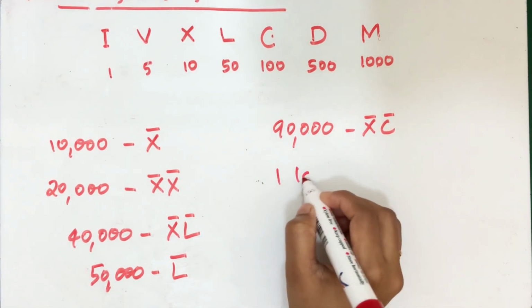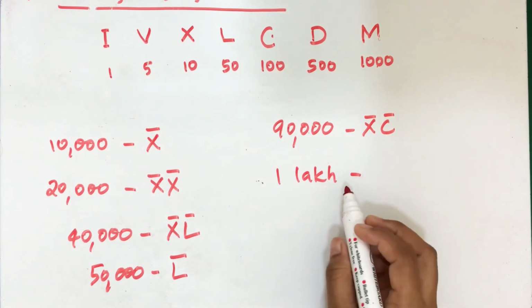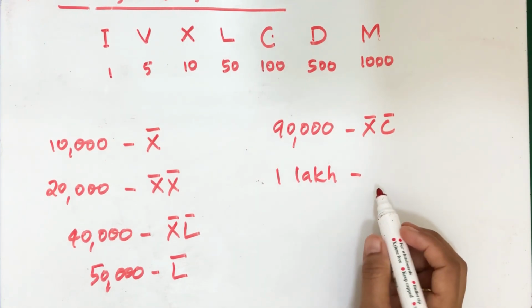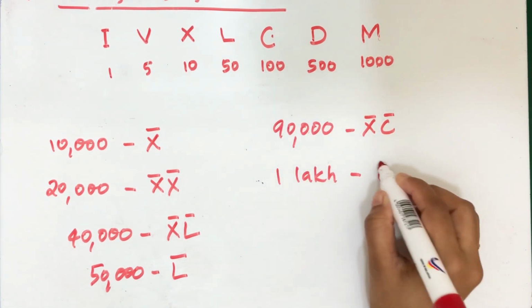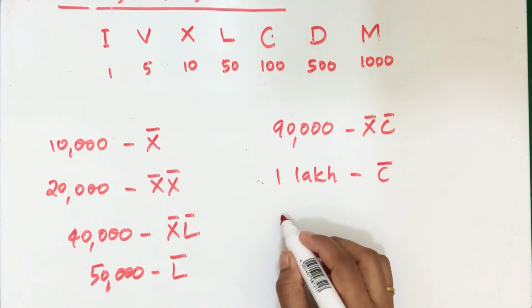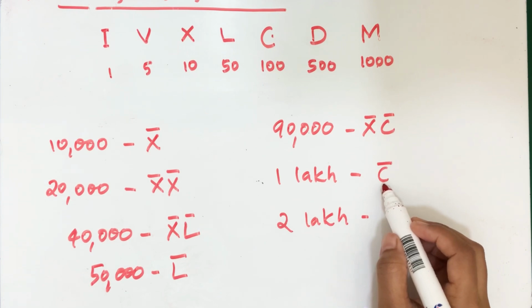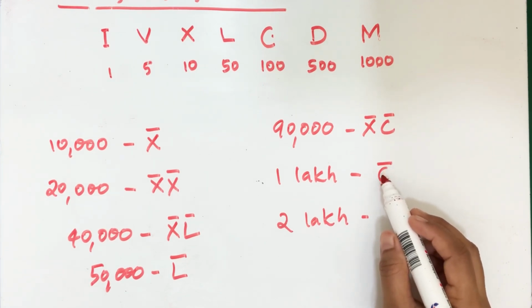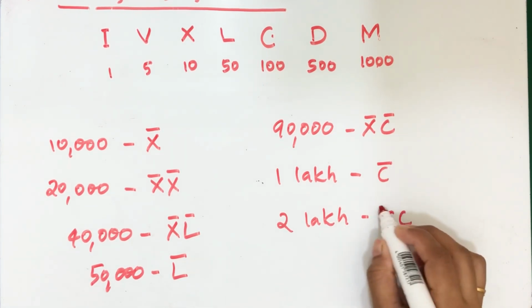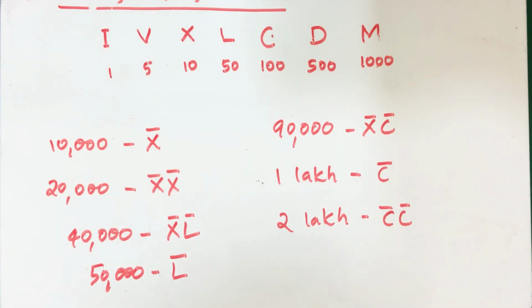And what is 1 lakh? 1 lakh is 100 into 1000. That is C bar. Like that, 2 lakh we can write as 200 into 1000, that is CC bar. So we can write any value by studying only these 7 numbers and some rules.